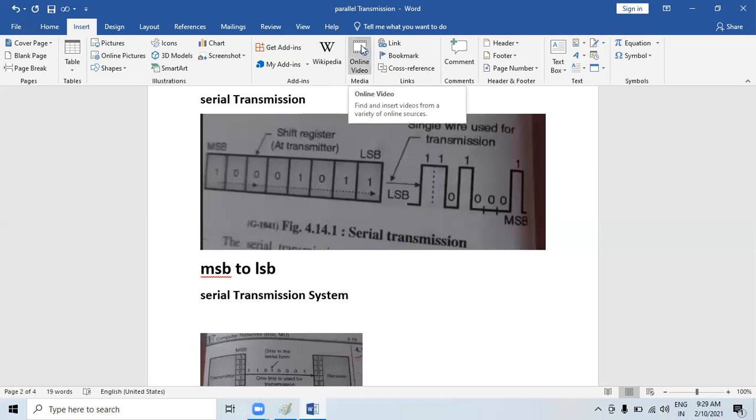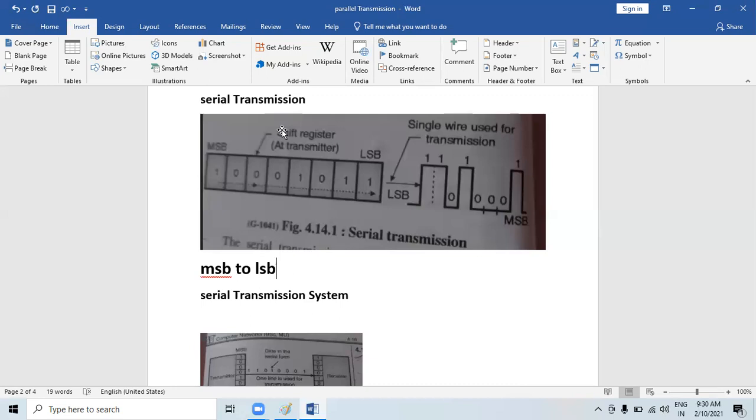For serial transmission, only one wire is needed between the transmitter and receiver. So parallel transmission needs a separate wire for each user, but in serial transmission, one wire is sufficient for receiver and sender. The bit which falls out of the shift register is transmitted. Hence, LSB, the least significant bit, is transmitted first, and MSB is the last bit transmitted.